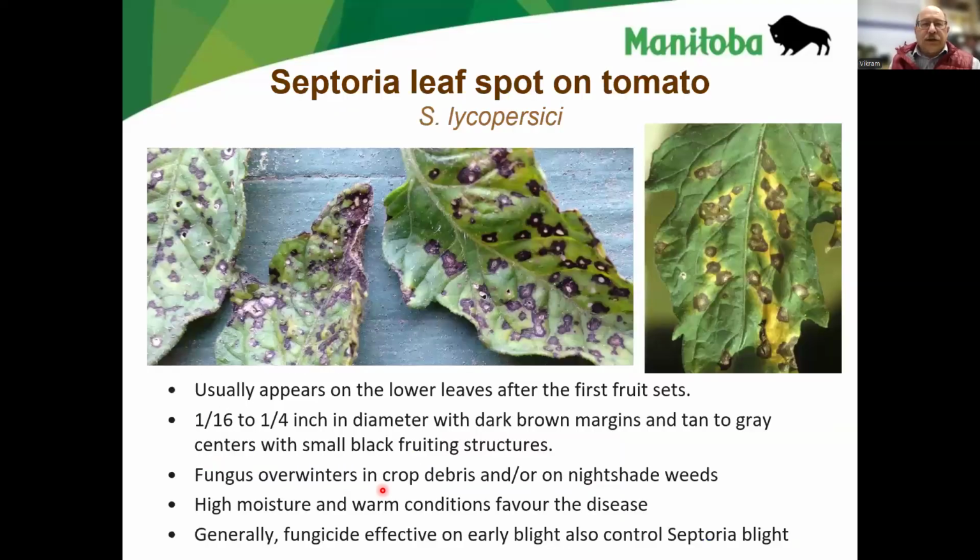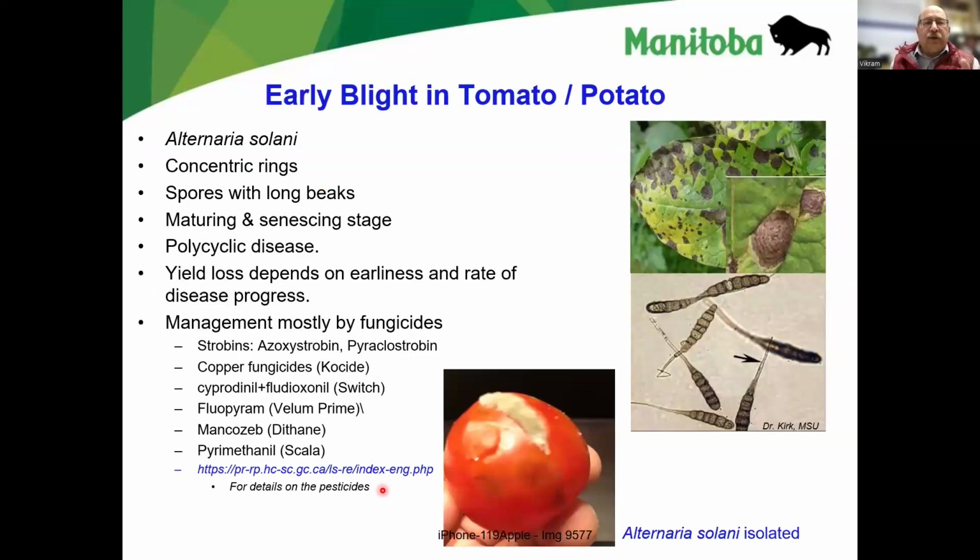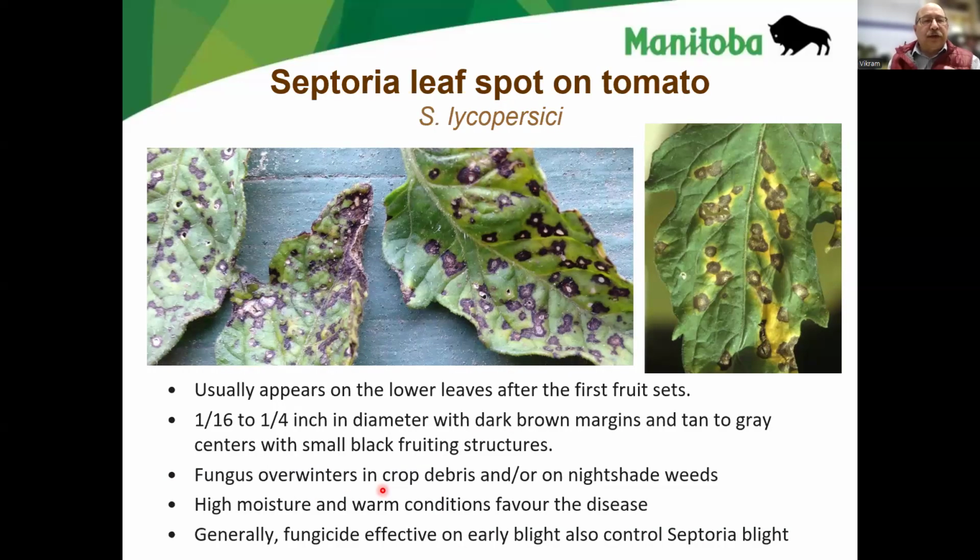Next is a disease which is septoria leaf spot. And here you'd see that even though there are leaf spots, they're slightly different. The center is light color and the margins are dark color, compared to what you see here in the early blight, where there are concentric rings and they're all dark. So that's one of the main differences.